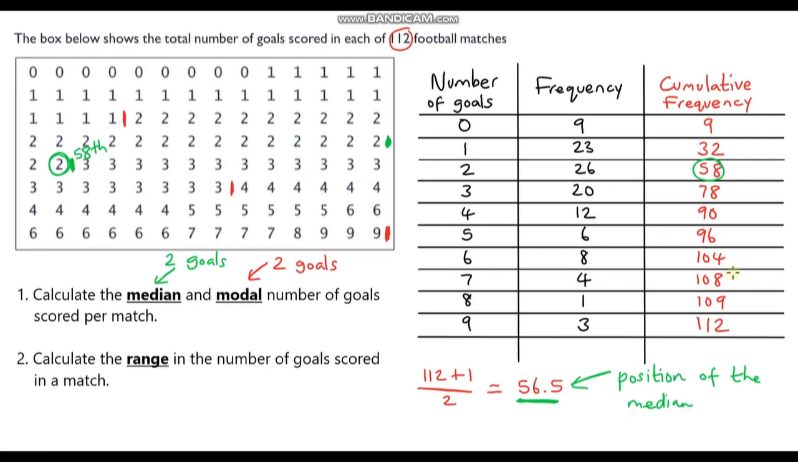Okay, finally, let's look at the range, and the range is probably the easiest one to calculate out of all of them, because the range, hopefully you remember, is the difference between the largest and smallest number. And we're looking at the range in the number of goals. So the largest number of goals is 9, and the least number of goals scored was 0. So to calculate the range, we just do 9 minus 0, which gives us 9. So 9 goals is our answer.